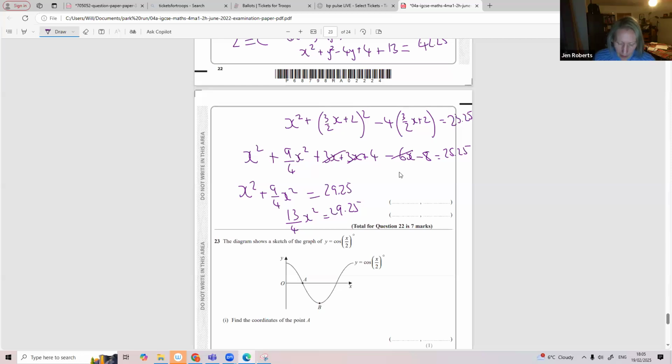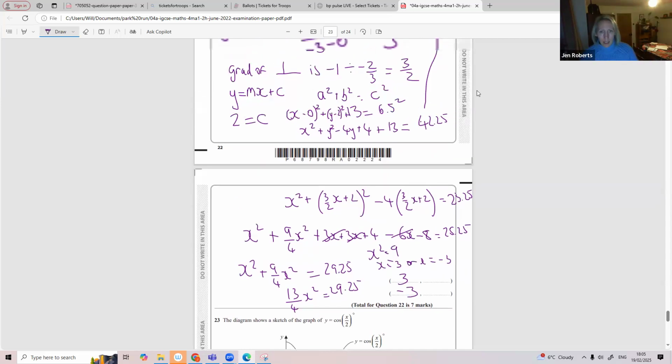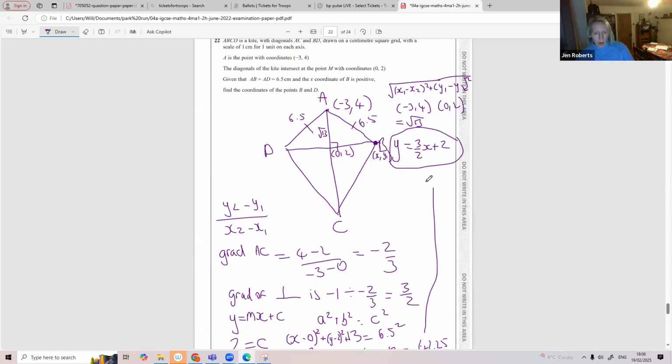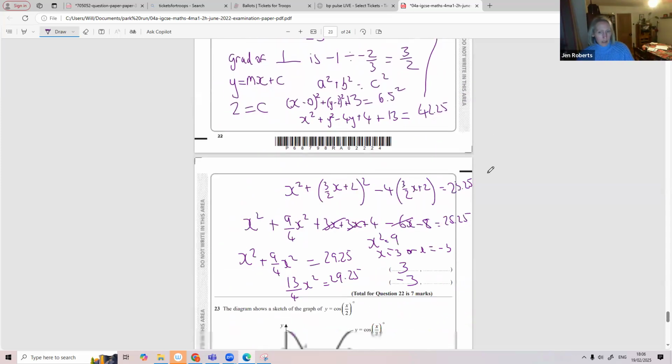29.25 divided by 13 over 4 gives you 9. X squared is 9. Square root both sides gives you x is 3. X is 3 or minus 3, sorry, because if you square a negative number, you get a positive number. Substitute it back into this equation to get your y. So your y values, I'm just going to tell you, should be 6.5 and minus 2.5.